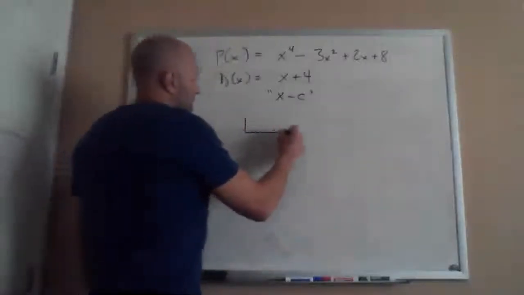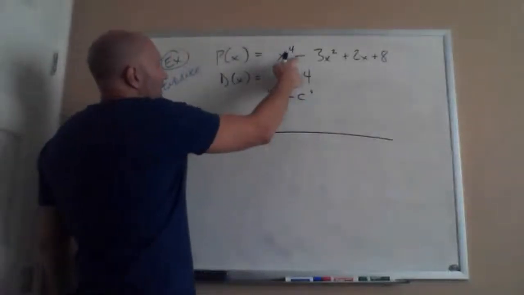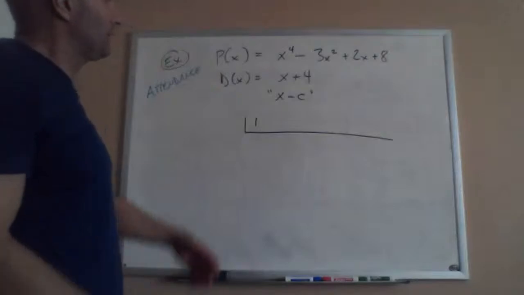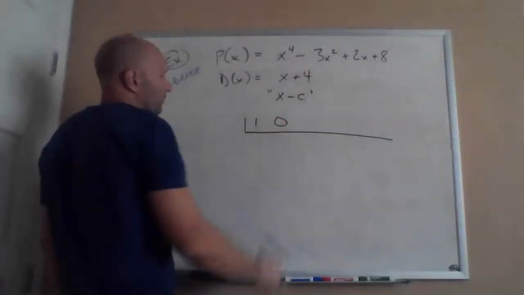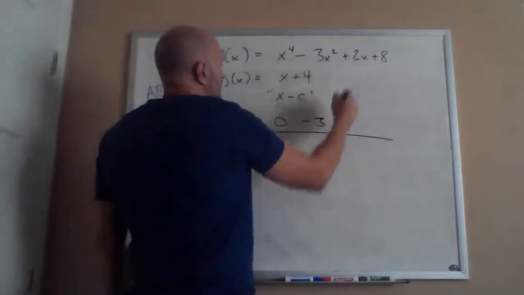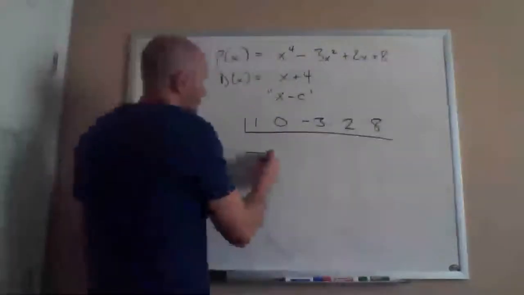So let's look at this example. First thing is our coefficients. So we have 1. Now we're missing our x to the 3rd term. So as Alex pointed out here, it's like, wait a minute, do we have to have a placeholder? Yes. It's 0 x to the 3rd, -3, +2, +8.